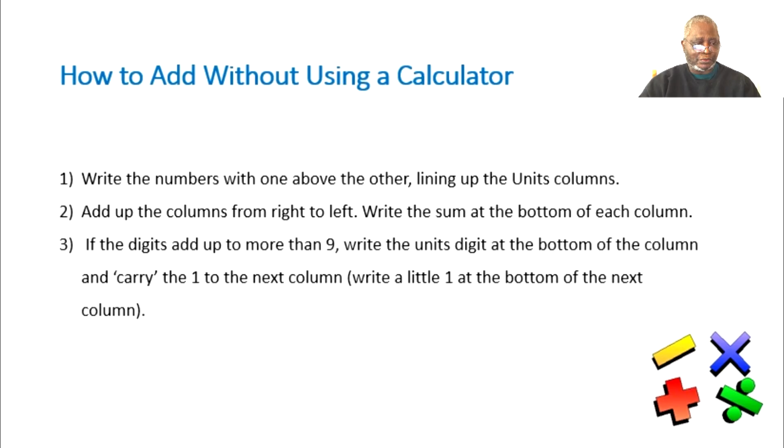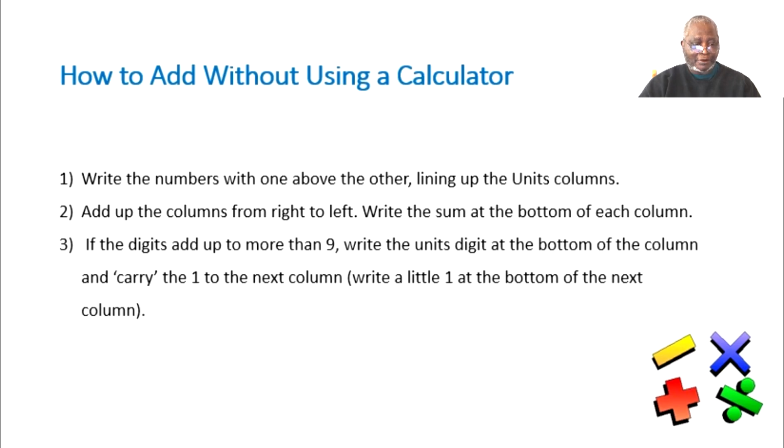There are 3 steps you should follow, that is when you have all your equipment. Write the numbers with one above the other, lining up the units columns. Add up the columns from right to left. Write the sum at the bottom of each column. And then you apply the rules of adding in maths, which is step 3.